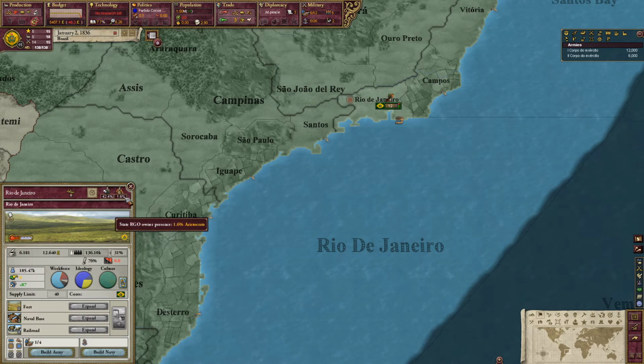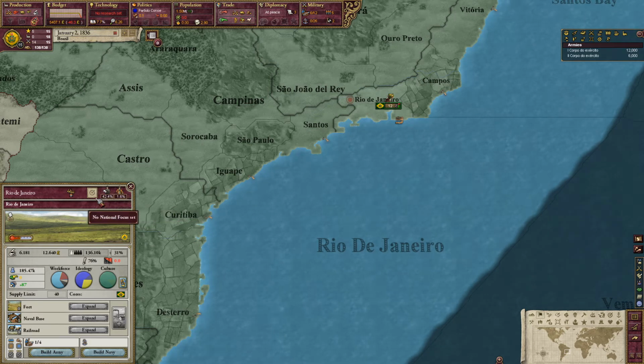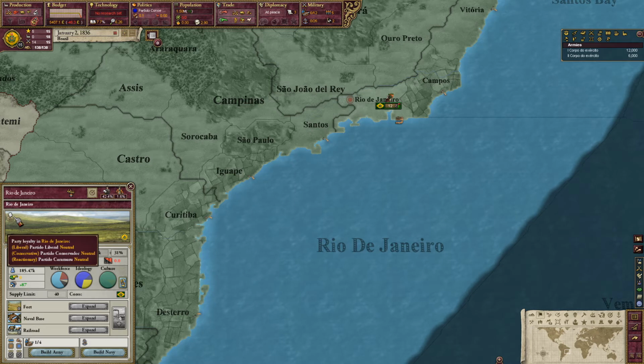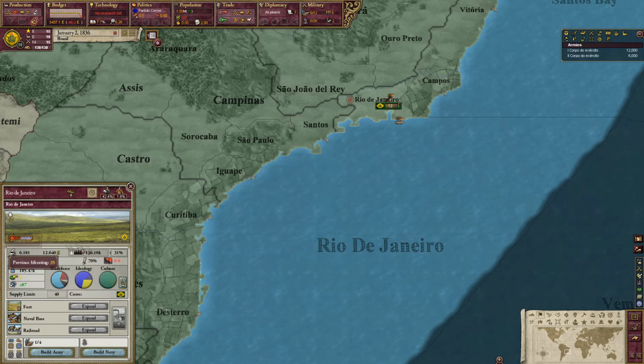State administrative efficiency, your RGO presence, the number of aristocrats, our national focus button, which we'll get to in a minute. Party loyalty, which is going to affect how people vote, and we'll talk about that more later when we go over national focuses. Province life rating, that affects your population growth. The higher that number, the higher the population will grow, and people are more likely to want to move there. And the lower it is, the less people want to move there, and the less population growth you will have.